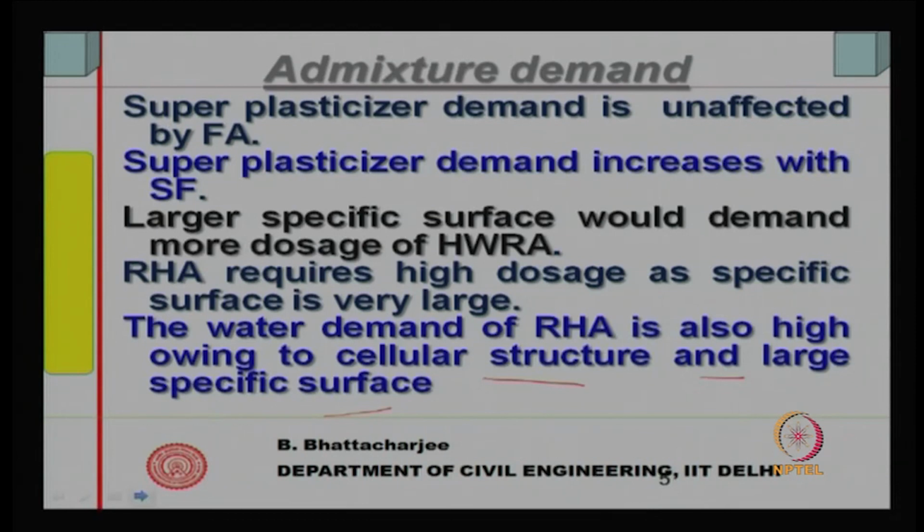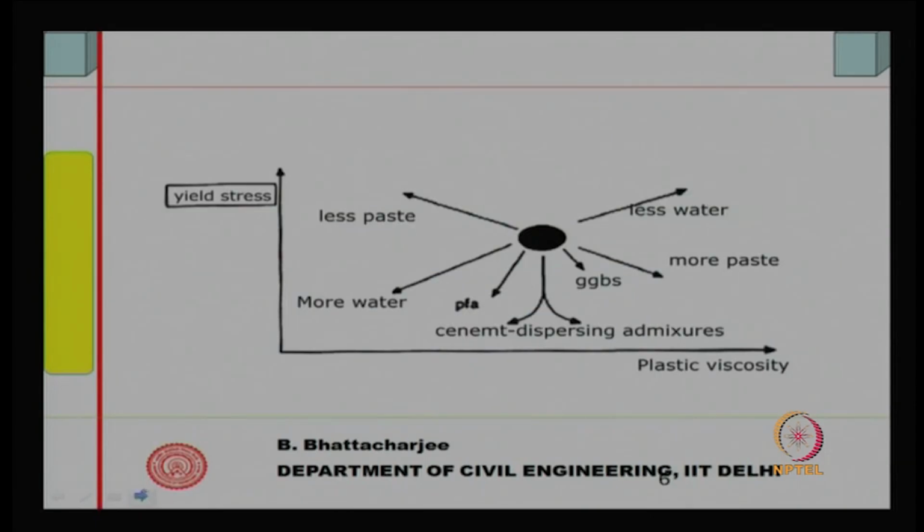So, on one side is the fly ash, which has the least effect on superplasticizer demand, and the extreme is rice husk ash, which has the highest high range water reducing agent demand. Silica fume is somewhat less than rice husk ash. GGBFS also will show something like this. So, this diagram shows you the rheological characteristics, which we will discuss later when we talk of fresh concrete properties.